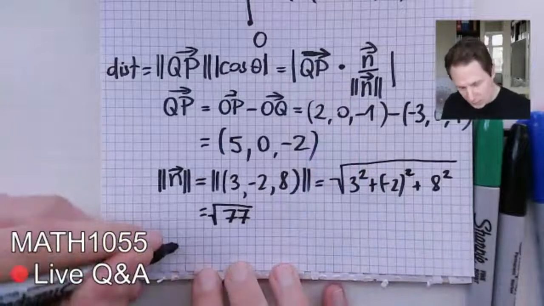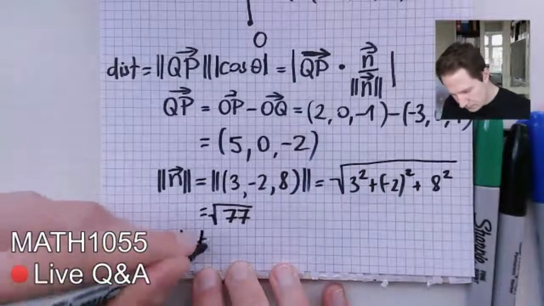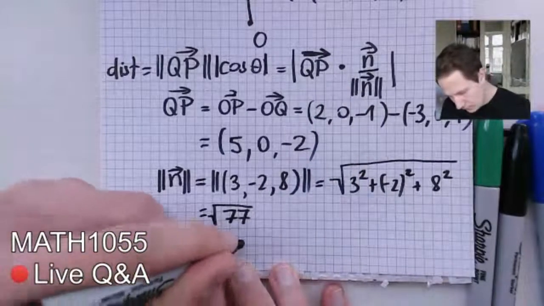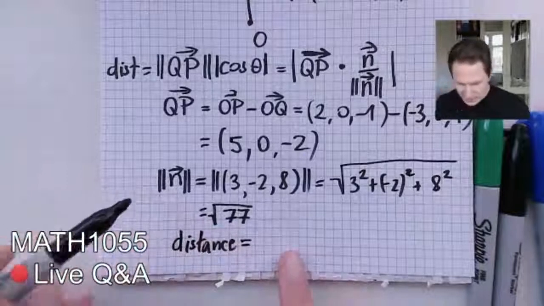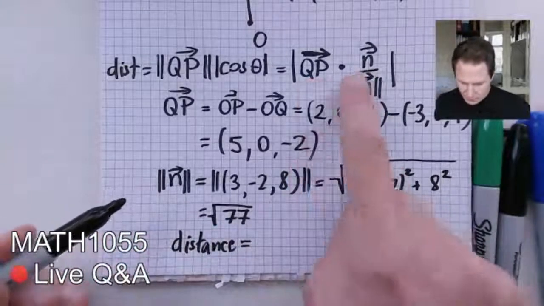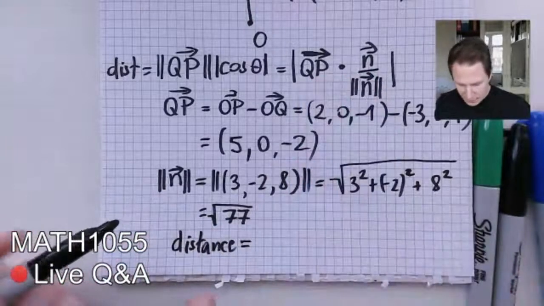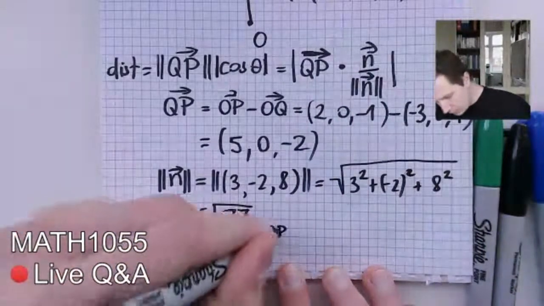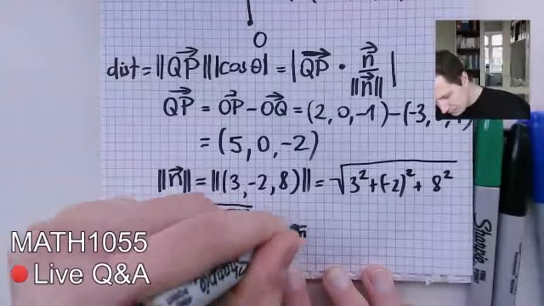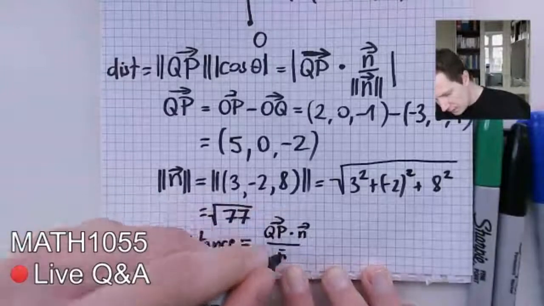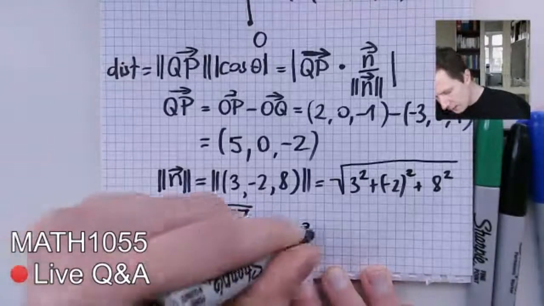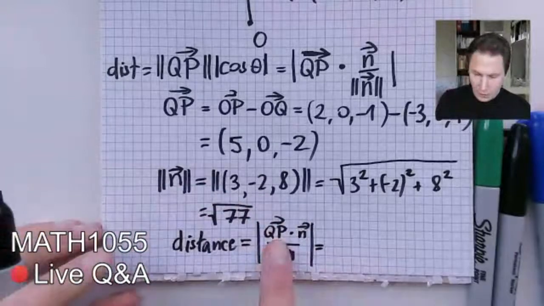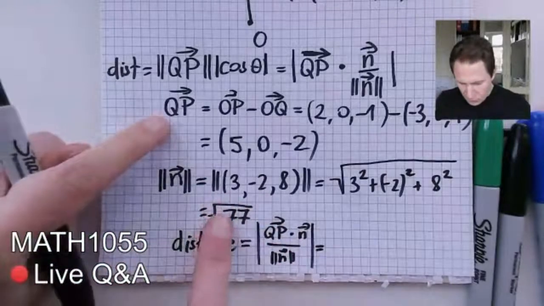Okay, so now we have the length of n, the vector QP, n itself, so we can calculate this distance. The distance is equal to, well, let's see. What is the scalar product of QP and n? We have to divide that by the length of n, take the absolute value just to be sure.